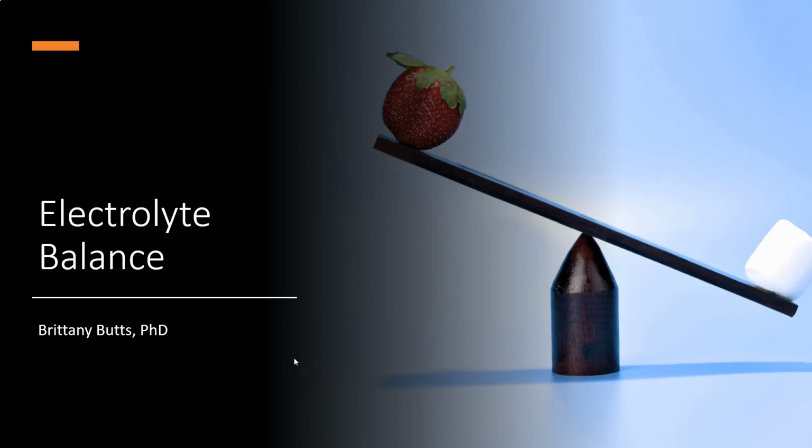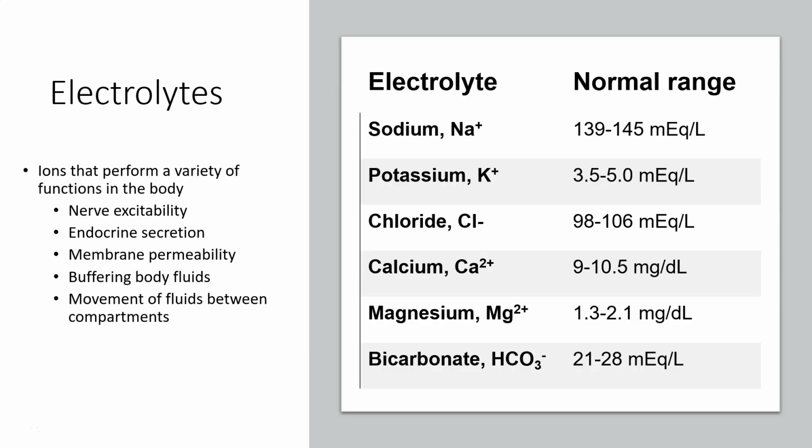In this video, we will review major electrolytes and electrolyte balance in the body. So our body contains a large variety of ions, and we call these electrolytes, and these perform a variety of functions in the body. Some ions can help with the transmission of electrical impulses along cell membranes in our neurons and muscles. Others help stabilize protein structures and enzymes.